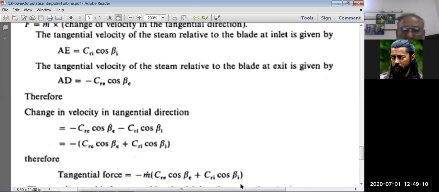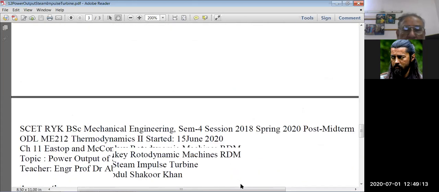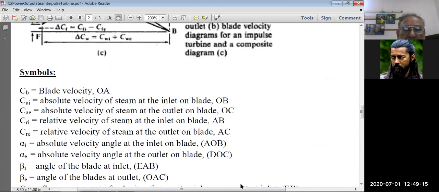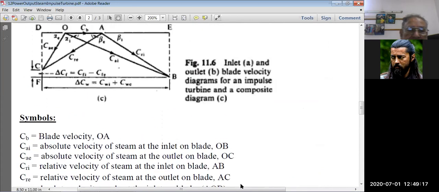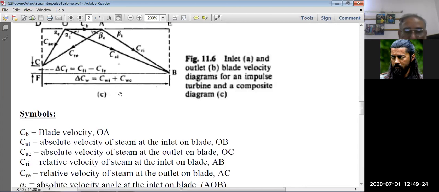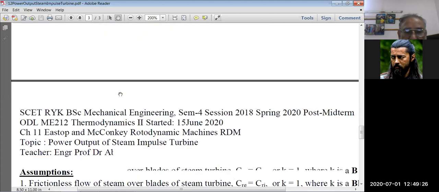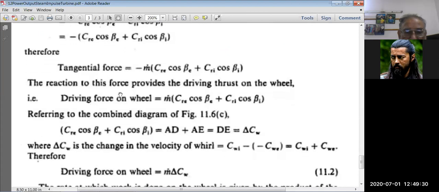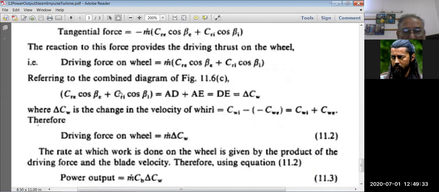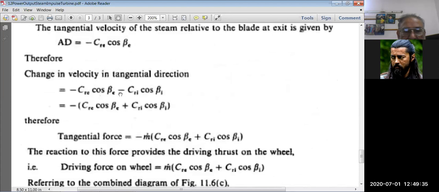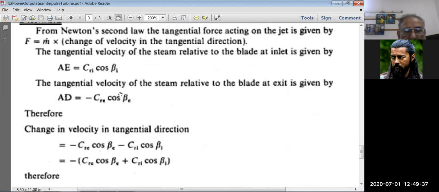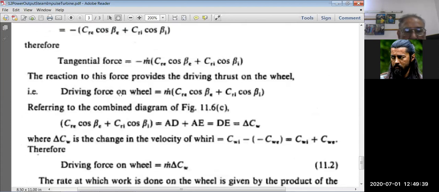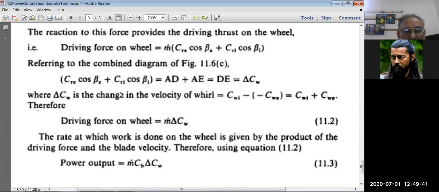Let's go back to that diagram. So here is that diagram. And this I told you, this length FB, delta CW, CWI plus CWE, is the force exerted on the wheel in the axial direction, and this is called whirl velocity because it whirls the wheel. Whirling means rotation. So now we have derived this relation up to this point, and now we will go to the next step.